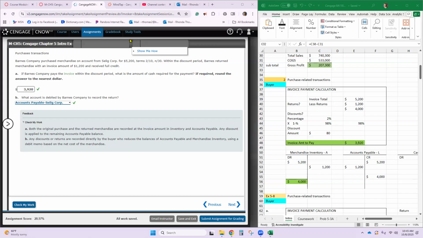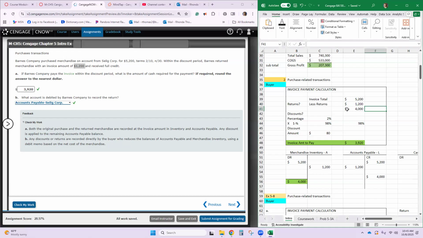So here is a little invoice payment calculator that I made. And this took me a while. But if you want to write these things down, when you get an invoice, sometimes it'll definitely help keep track of what's happening. So I'm going to start with my invoice total. My total before any returns was $5,200. Then they said we did return $1,200. So that left an invoice remainder of $4,000.